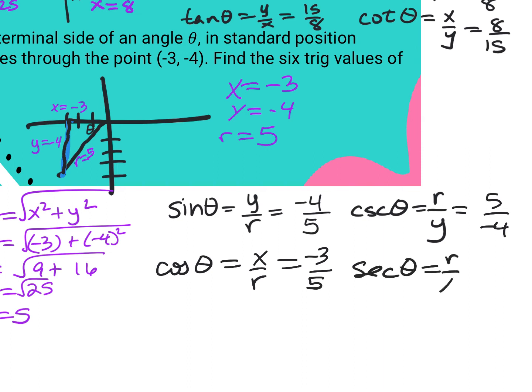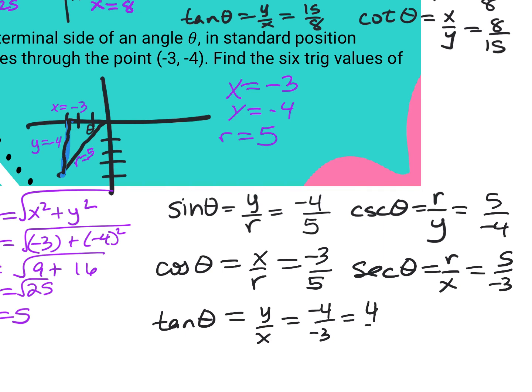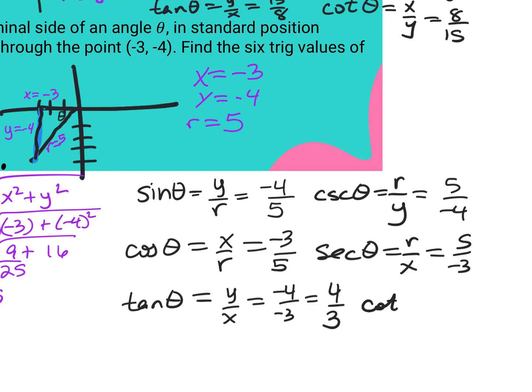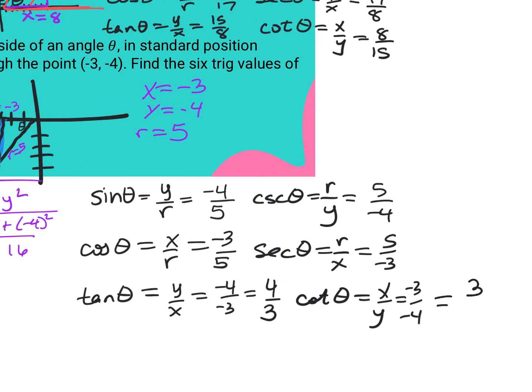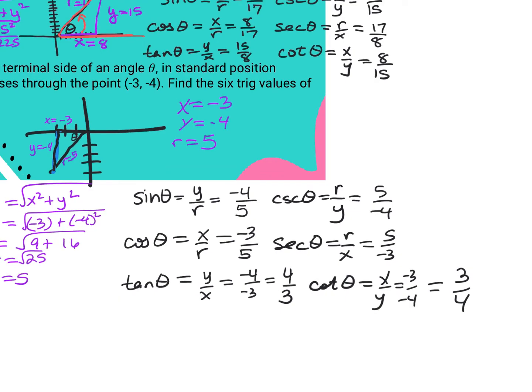Flip it. 5 over -3. Here's where my positive fractions come in, because in quadrant 3, tangent and cotangent are positive. Remember, tangent is y over x. So -4 over -3. Negative divided by a negative, that's why this becomes positive. Same thing for cotangent. Do an x over y. -3 over -4. Negative divided by a negative is +3 over 4.